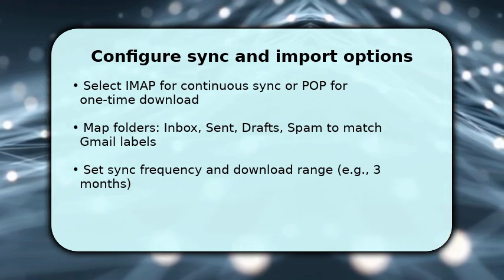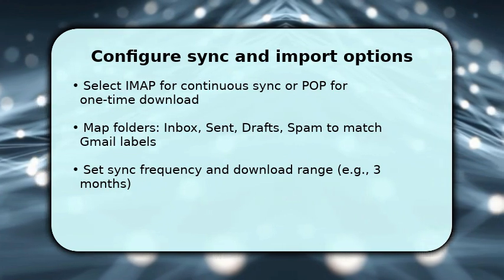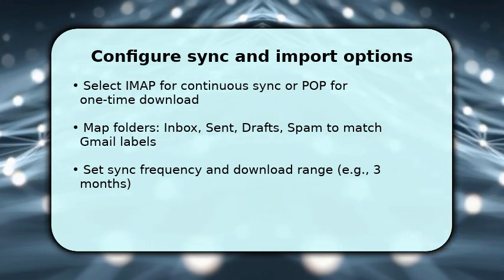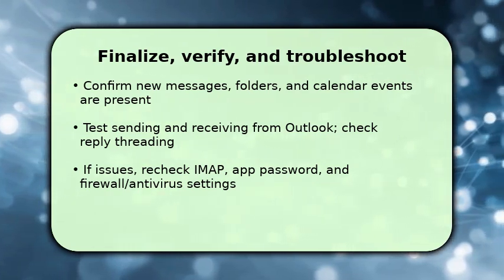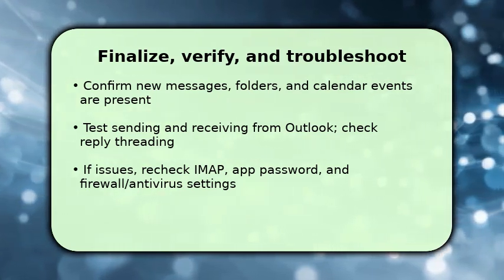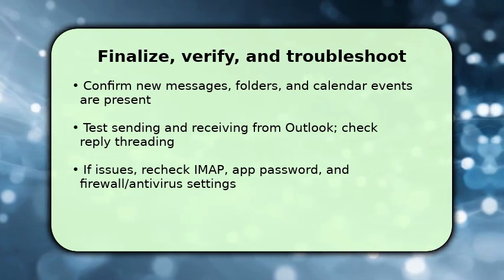Once mappings and frequency are set, start the sync and finish by verifying mail, calendar items, and contacts appear in Outlook exactly as in Gmail. You should send a test message and confirm delivery and threading, and make sure folder counts match.